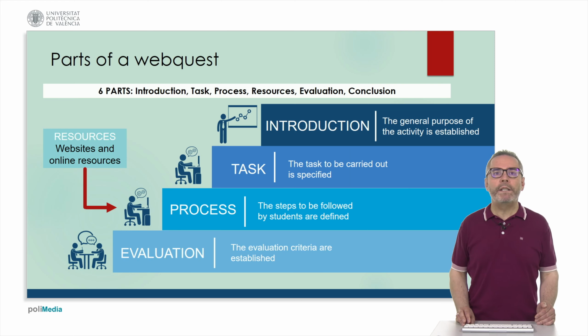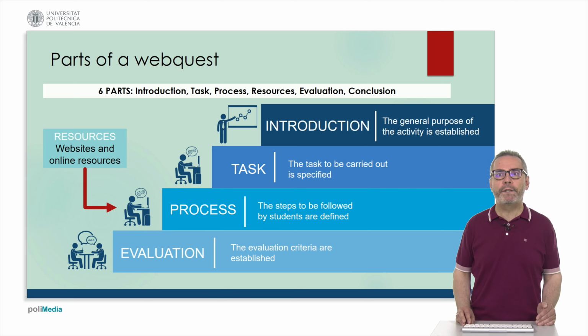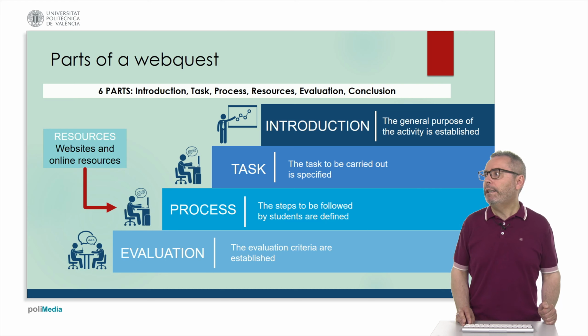Regarding the parts of a WebQuest, normally a WebQuest has six parts: introduction, task, process, resources, evaluation, and conclusion. In the introduction, there's the general purpose and objective of the activity, and the task explains the activity to be carried out. In the process, we have the steps to follow by learners, and it includes sometimes the resources of a website and online resources. And we also have evaluation rubrics, the evaluation criteria that are going to be used.